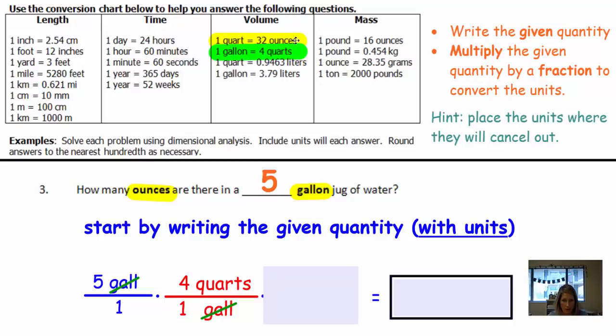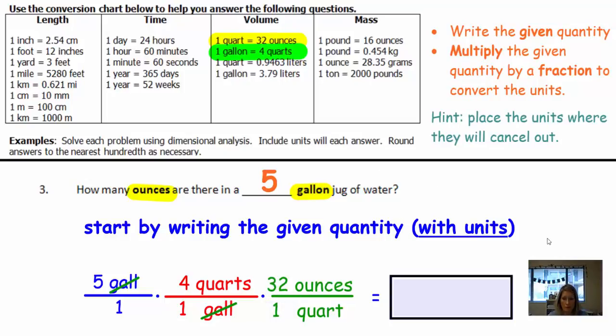So we'll go up to our conversion. Here we've got quarts to ounces. We've got quarts on the top of our fraction, and we want quarts on the bottom so that they cancel out. So we'll put ounces on the top. We've got 32 to go with the ounces, and we've got 1 to go with the quarts.